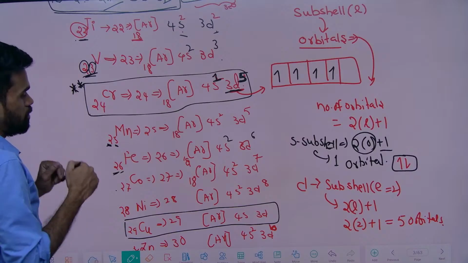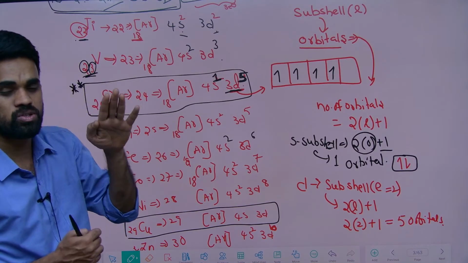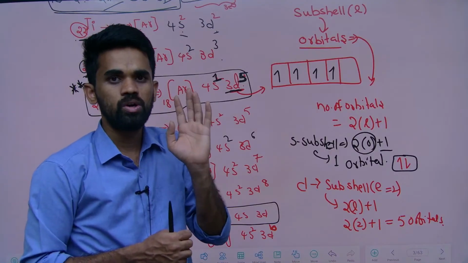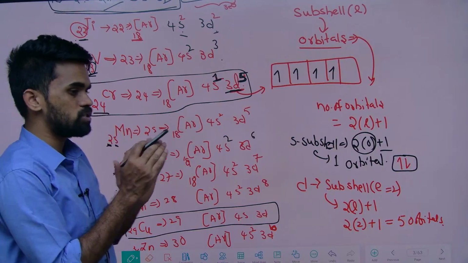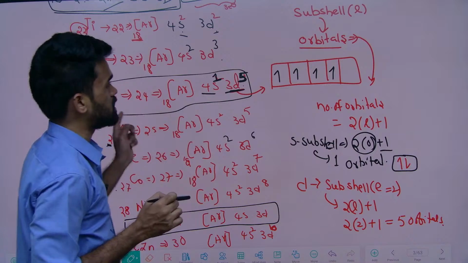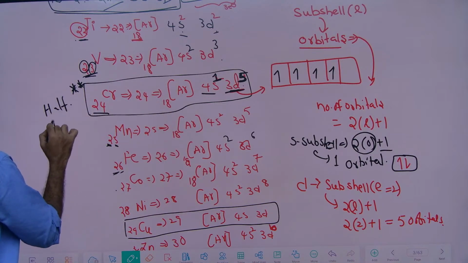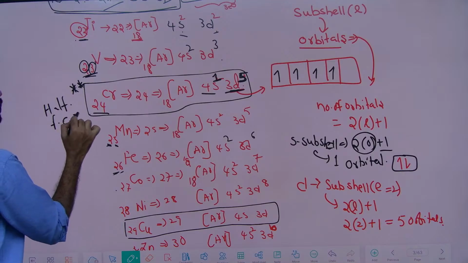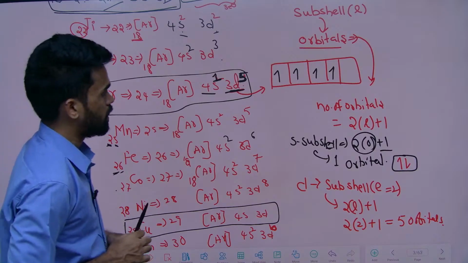See, for all elements I told you the simple trick: if it is 21, 3d1, 4s2; 22, 3d2, 4s2. Like that I told you. When it comes to 24, don't say it as 4s2, 3d4. Make it 4s1, 3d5, just for becoming a half filled electronic configuration. You can write in that way.